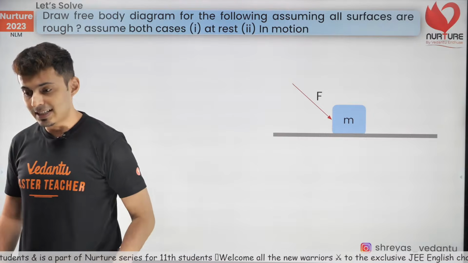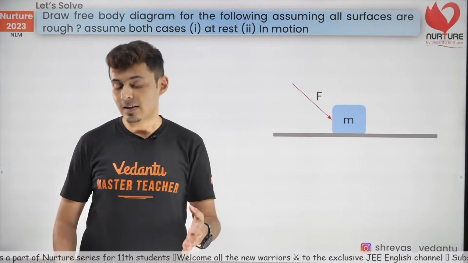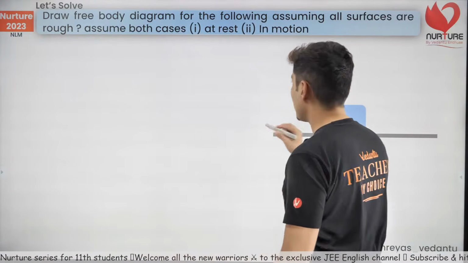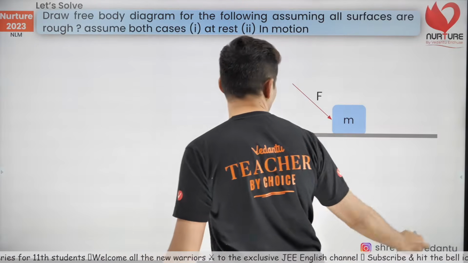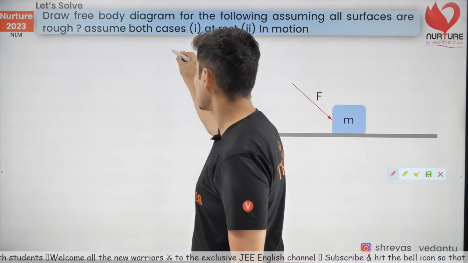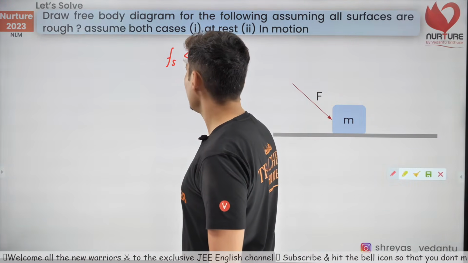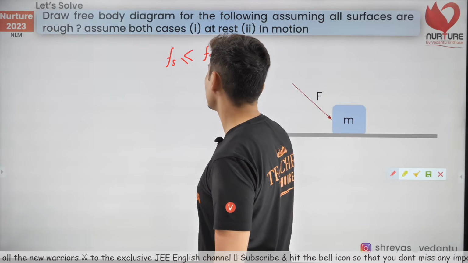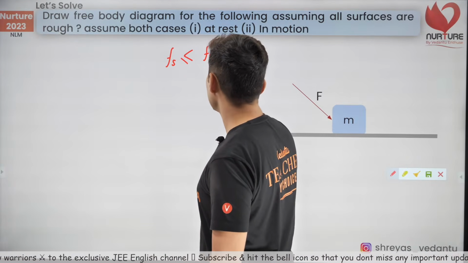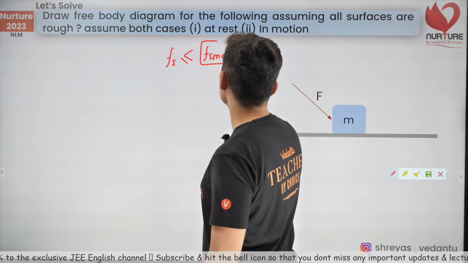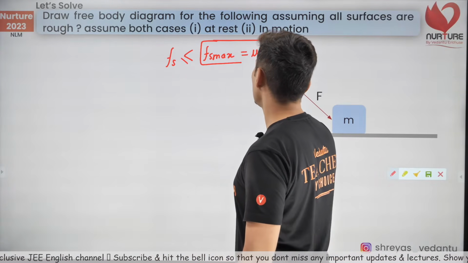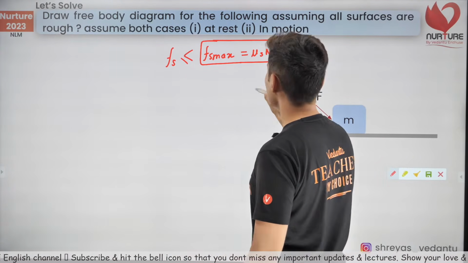Okay, sir, can static value be lesser? Yes, Rishabh. Remember one thing, like I said, static friction is a self-adjusting force. So Fs will always be less than or equal to Fs max. But this Fs max, that limit, is given by mu into N. Okay, I hope this makes sense.